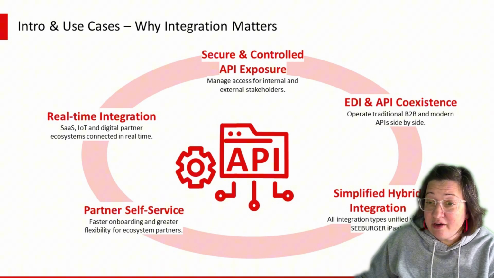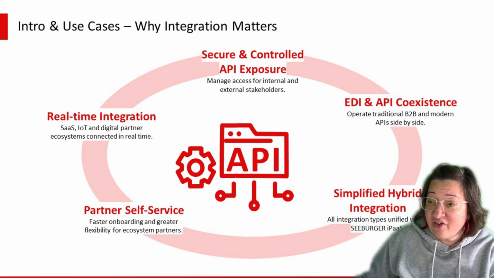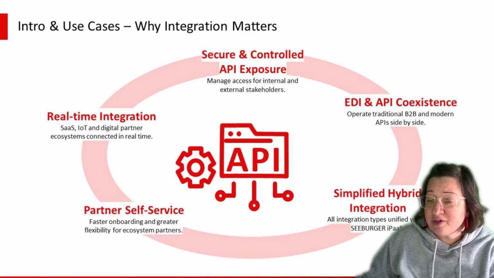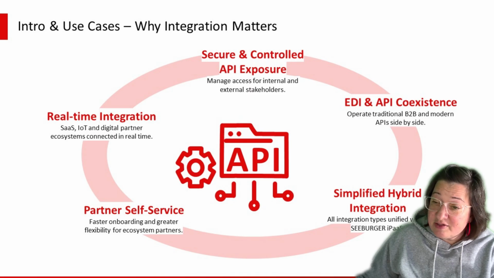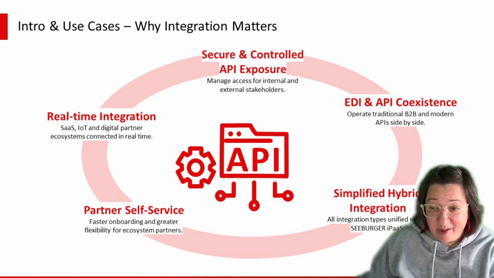At the same time, modern integration requires the coexistence of classic EDI and API-based communication. Both must operate side by side, unified under one platform. SEEBURGER iPaaS simplifies this hybrid landscape, providing a single environment where all integration types come together seamlessly. It also enables partner self-service, so business partners can onboard faster, discover APIs, and integrate more flexibly, all within a governed and secure framework. This is where the SEEBURGER API Gateway becomes essential.